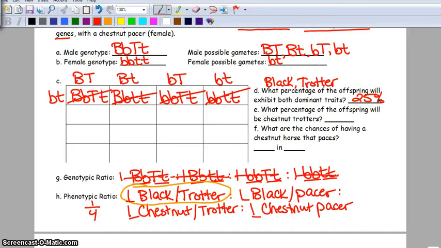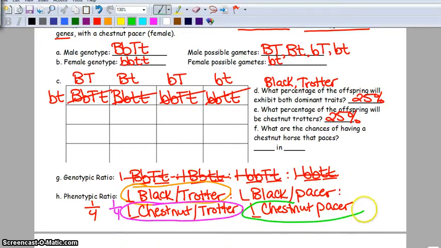All right, E, what percentage of the offspring will be chestnut trotters? So let's take a look. Here's our chestnut trotter right here. So again, there's one chestnut trotter out of 4 possible outcomes. 1 in 4 gives us 25%. F, what are the chances of having a chestnut horse that paces? So a chestnut pacer is this guy right here. There is one of those out of 4 possible outcomes. So 1 in 4.